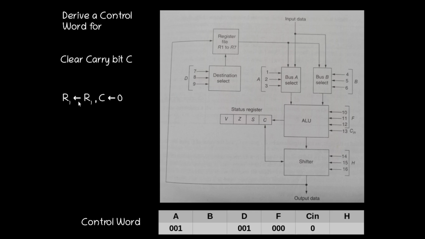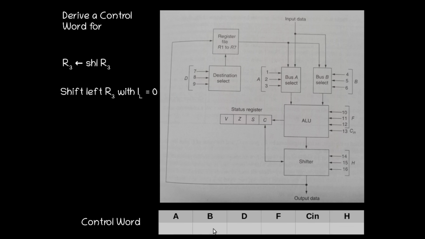So here the source register is 001 and the destination is also 001. That is 001, here also 001. B has no significance here. Then the function is 0000. This will simply transfer the content of R1 to R1. So the R1 content has no change, but this will change the carry flag to 0. That was our A. Here also there is no shift involved, so simply put 000 for this H field and also the B field.